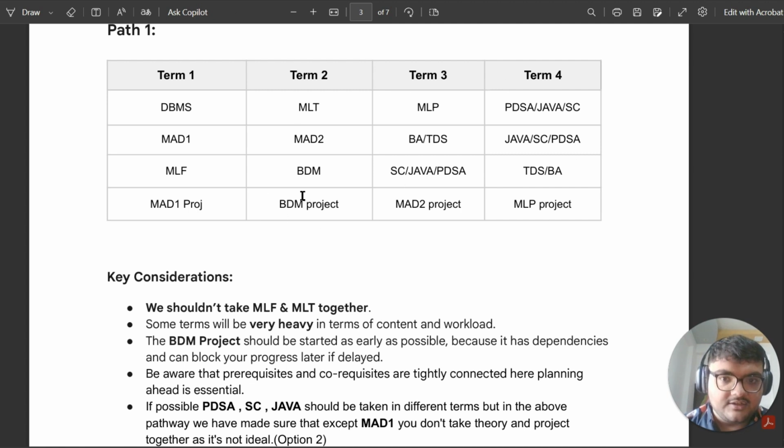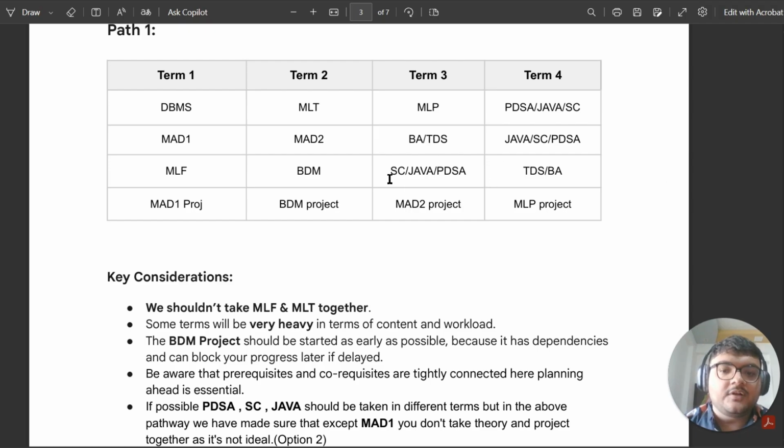So start in term 2, start submitting proposals, collecting data, then submit the midterm. Try your best to complete it in term 2 only, because the MAD 2 project is there, the MLP project is there, so you would want this to get completed. Then MLT, MAD 2, BDM, MLP, BA, BA/TDS, and system commands, Java, PDSA.